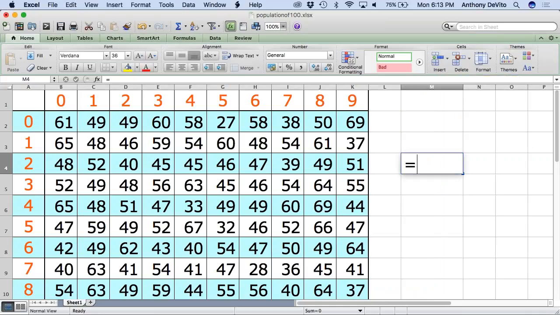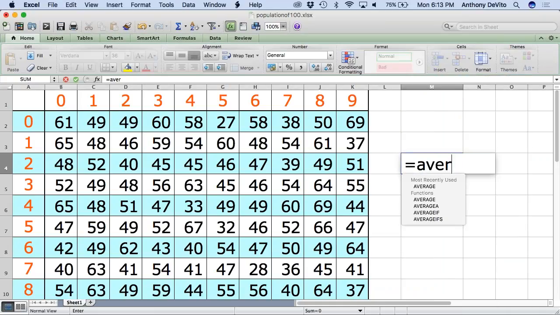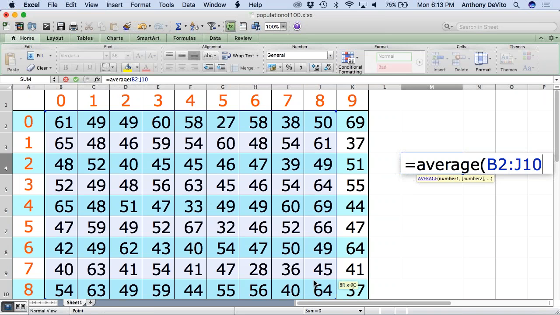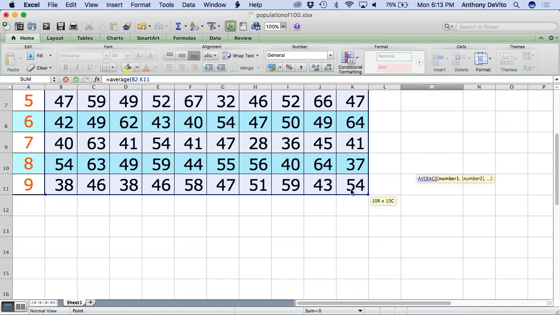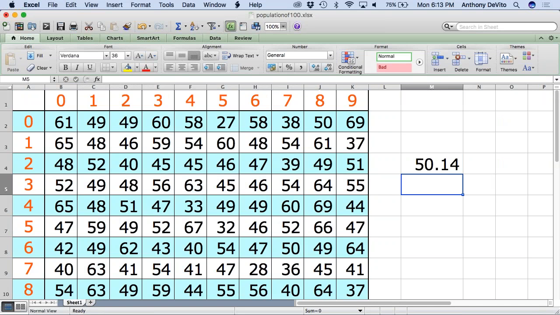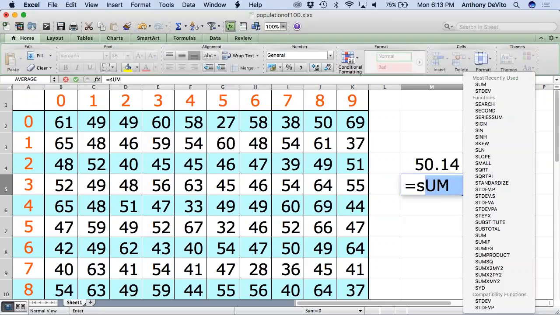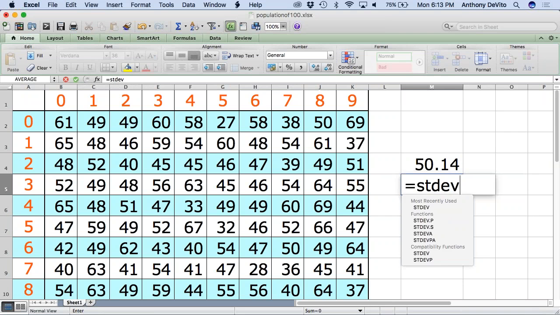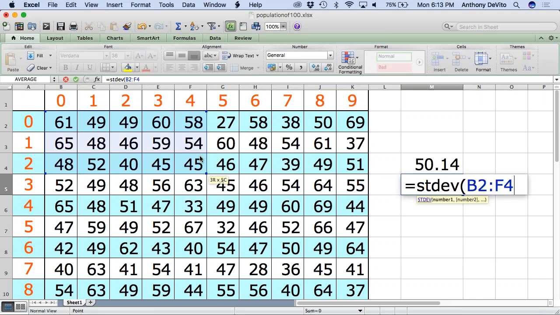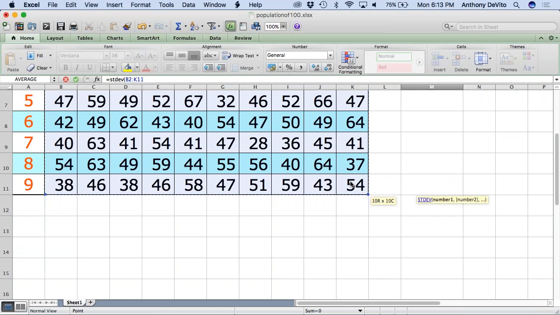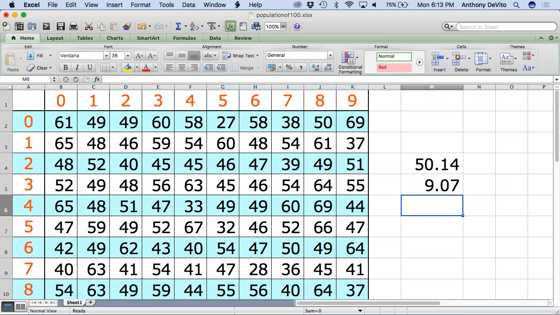I'm going to spread this out a little bit. Okay, average, parentheses, and let me see if I can get it to scroll so I don't have to go crazy. So the average for this population is a little over 50. And the standard deviation for this population is, okay, about 9. So we have an average of about 50 and a standard deviation of 9.